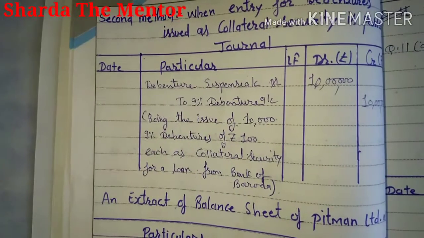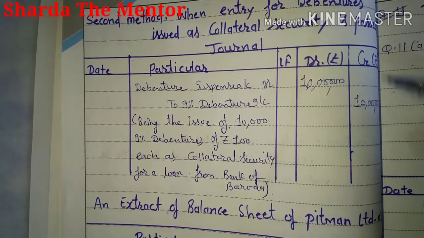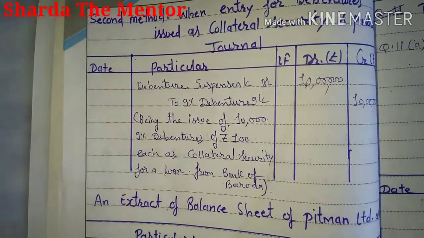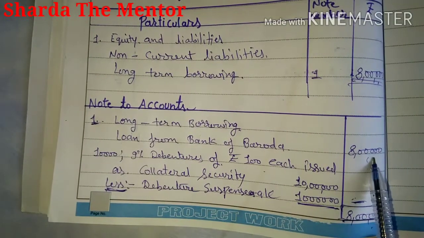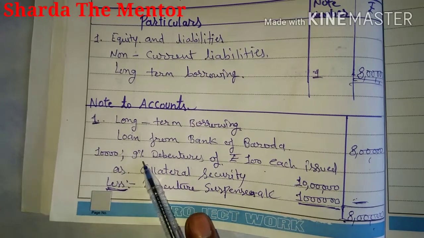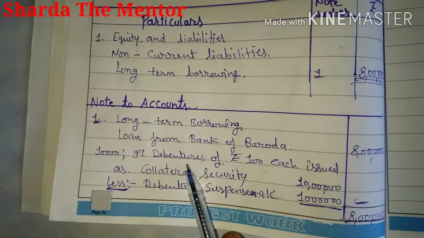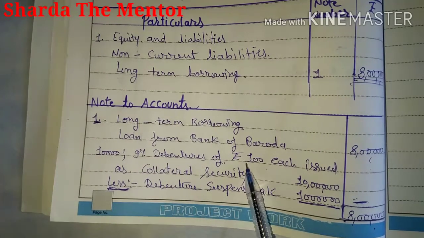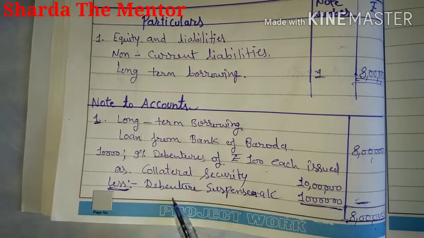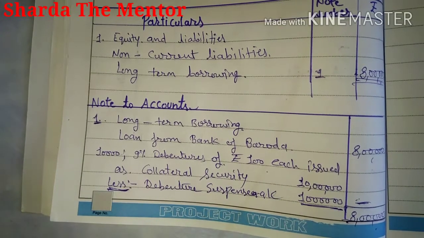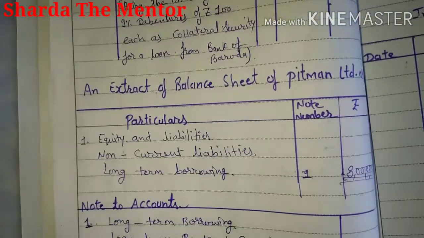So I am repeating once again. First you will pass debenture suspense to 9% debenture, so whatever be the debenture account that you are transferring to the suspense account. After that, loan from Bank of Baroda you will mention as you did earlier in the first method. After that, 10,000 whatever be the debentures you have issued, you will mention the number of debentures multiplied by each debenture value, so the total value will be shown here. And after that, less debenture suspense account, whatever amount we have transferred to the suspense account, 10 lakh rupees, will be deducted here.